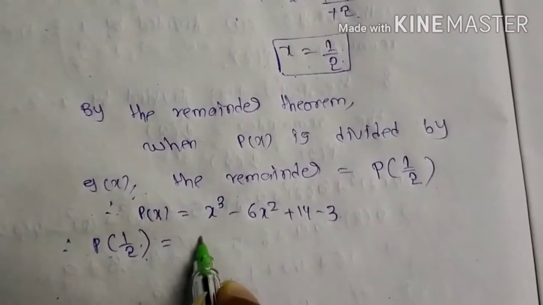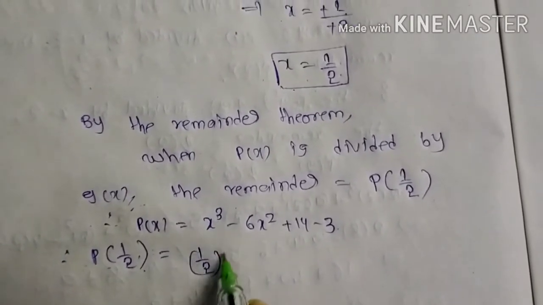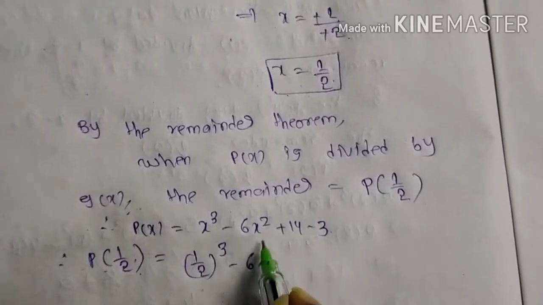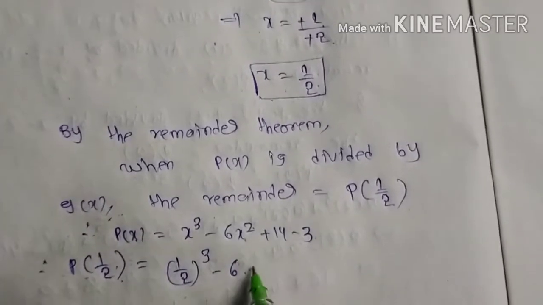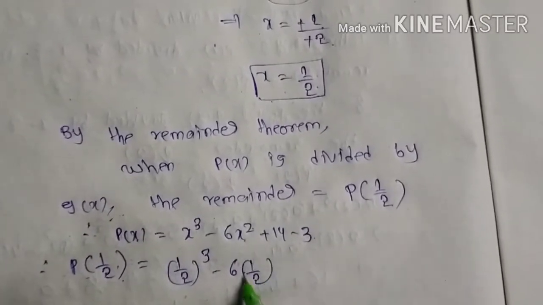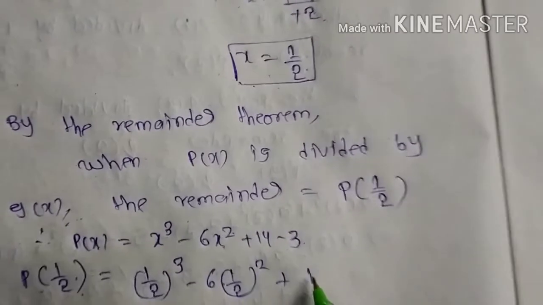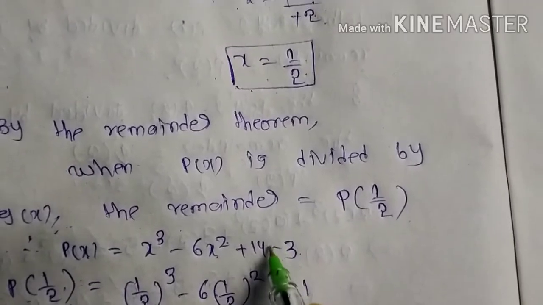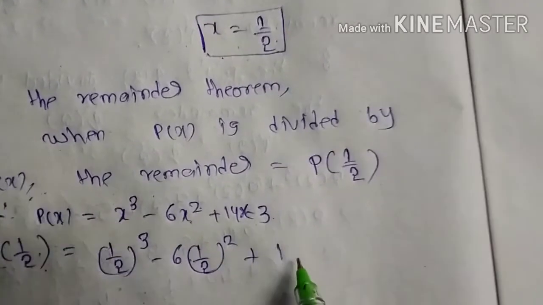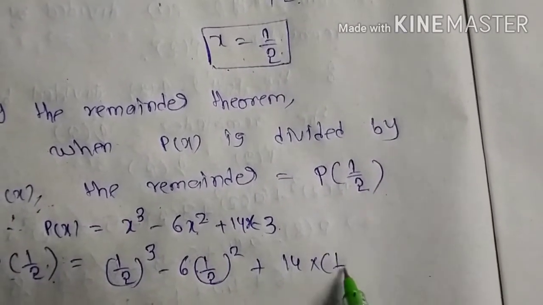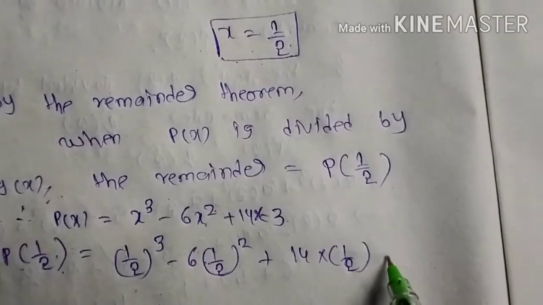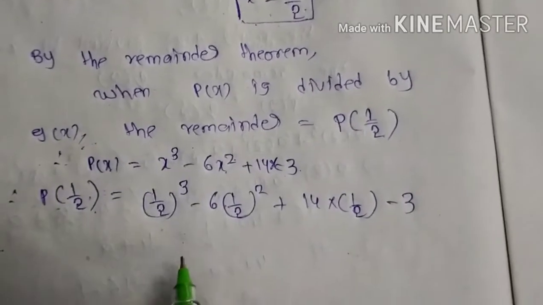X cube means, can I write 1 by 2 whole cube or not? Yes. Minus 6 into x square means, can I write 1 by 2 whole square or not? Yes. Here plus 14x, that means 14 into 1 by 2, minus 3. Now you can simplify it.